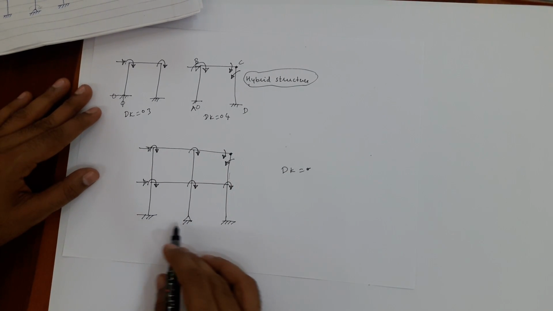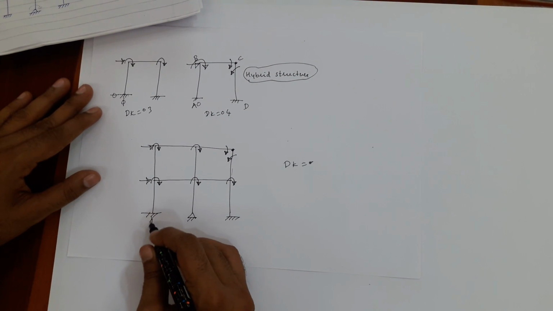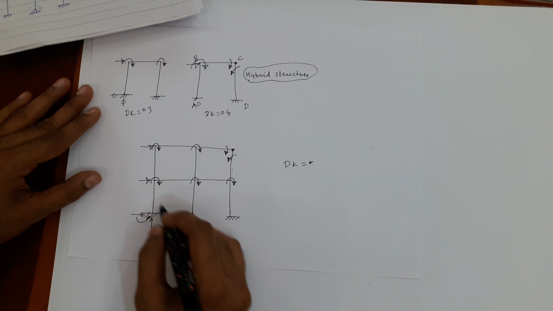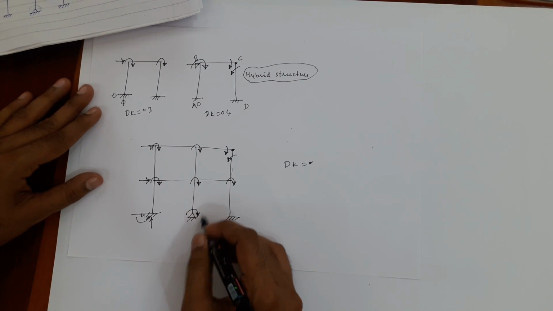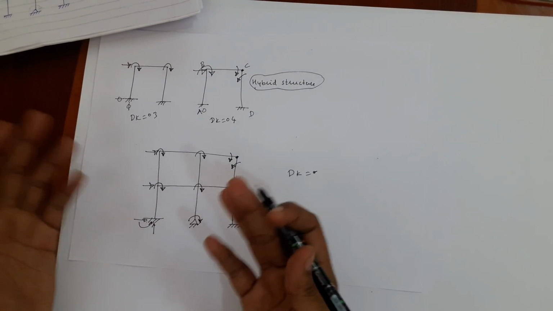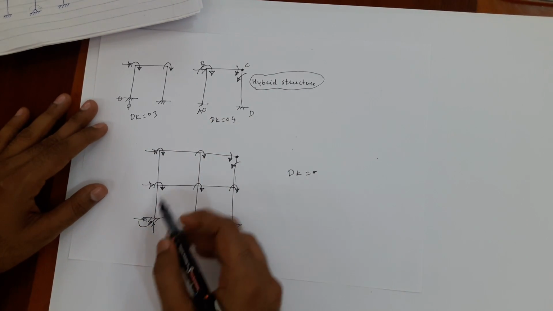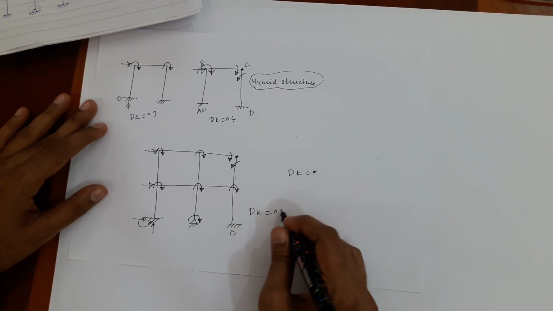At a support we have to see with respect to the reaction. Here we have a vertical reaction, a horizontal reaction and a moment. So no deflection in the vertical direction, no deflection in the horizontal direction and no rotation. Here the resisting moment is 0, so this support can rotate. So at a support we have to see with respect to the reactions. Here it is fixed, so deformation is 0. So we can count 1, 2, 3, 4, 5, 6, 7, 8, 9. DK equals 9.